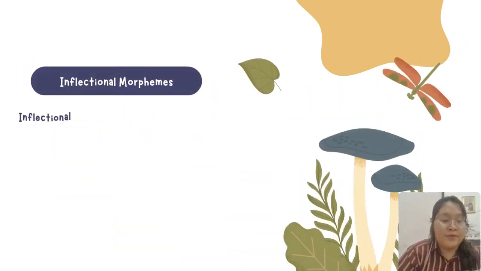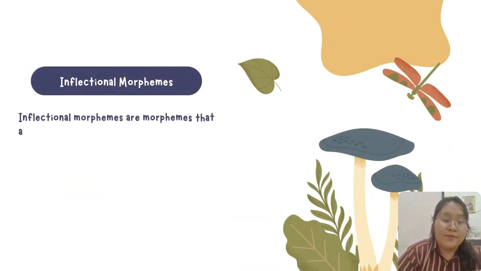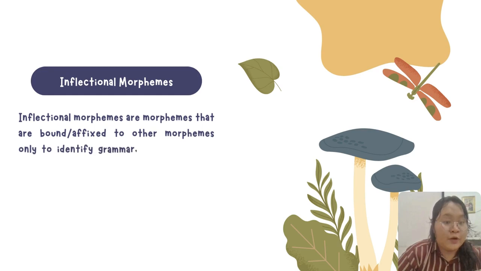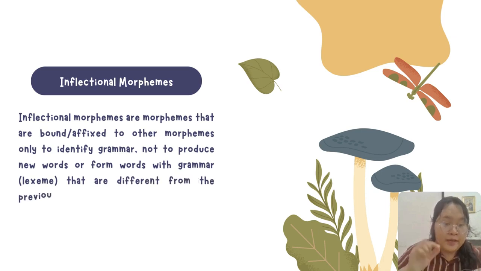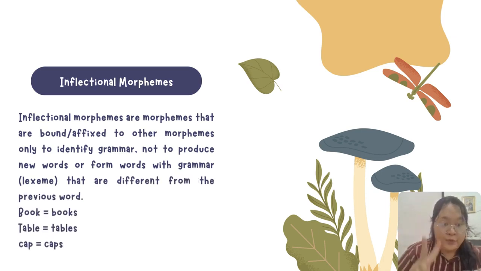And then inflectional morphemes are morphemes that are bound or affixed to another morpheme only to identify grammar, not to produce new words or form words with grammar that are different from previous words. For example, book. Book is one, but if you add s behind it, books, it becomes two. And then some, like table is tables, cap into caps.